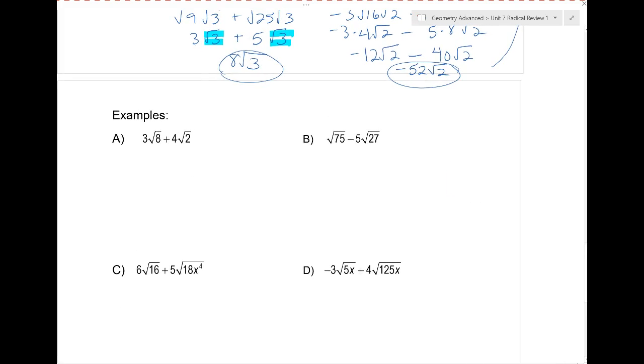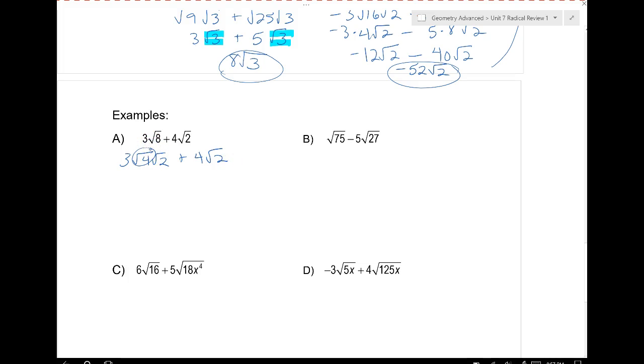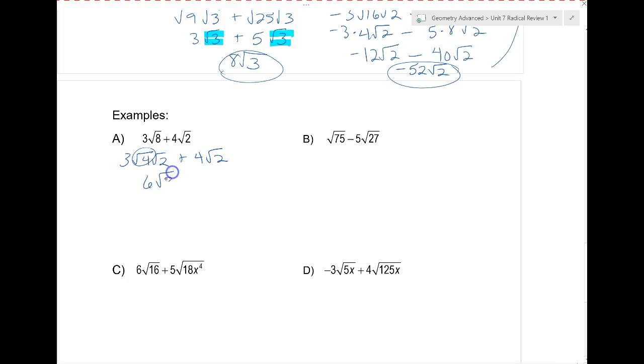All right, so let's simplify. 3 times the square root of 8. So I get 3 times the square root of 4 times the square root of 2. 4 root 2 doesn't need to be simplified. Well, guys, what's the square root of 4? 2. Well, let's do that now in our heads. 2 times 3 is what? 6. So that's 6 root 3 plus 4 root 2.